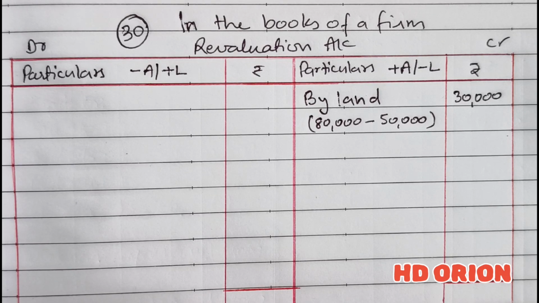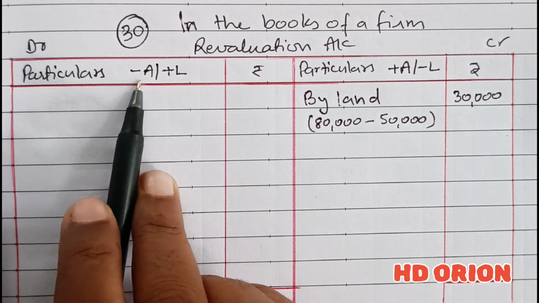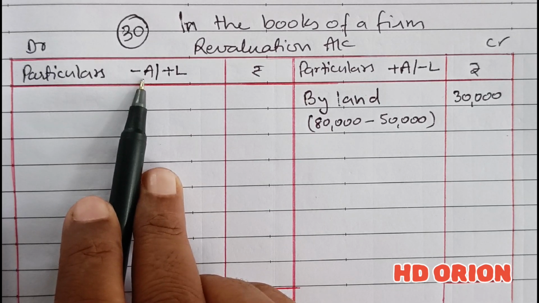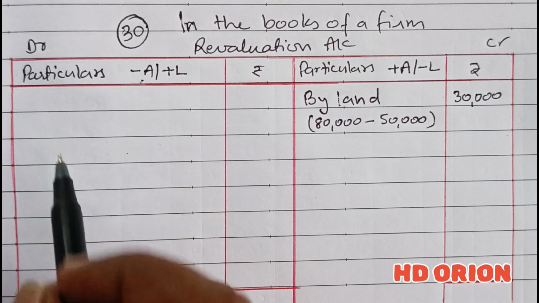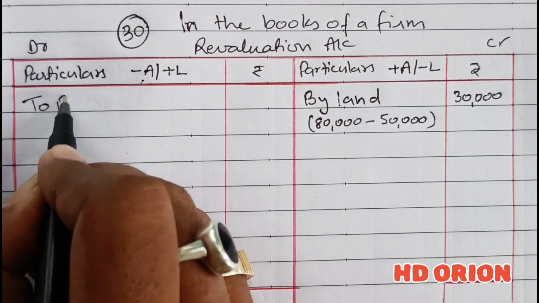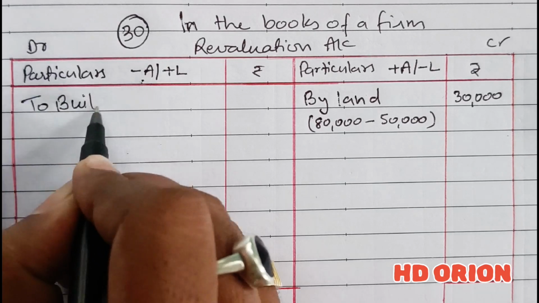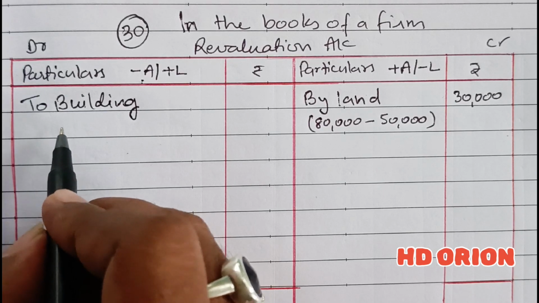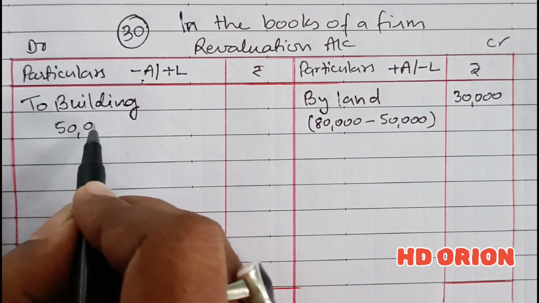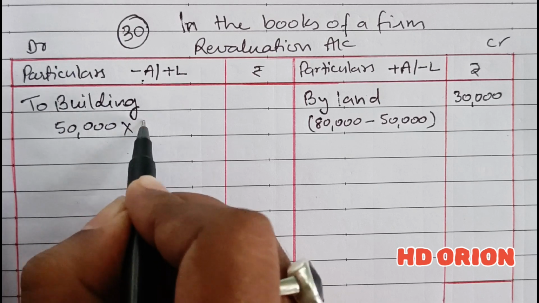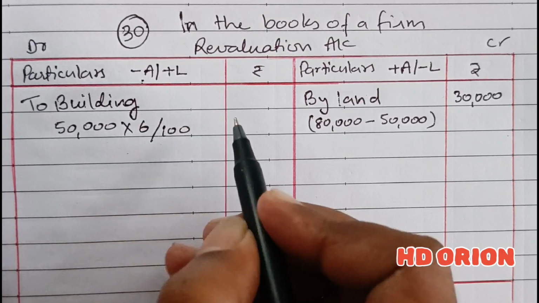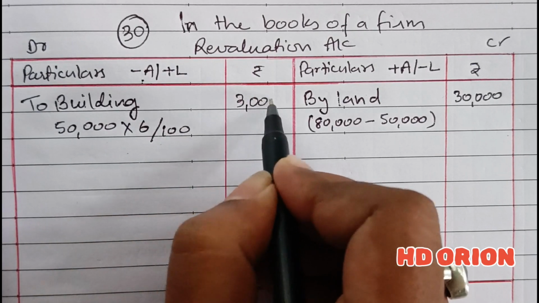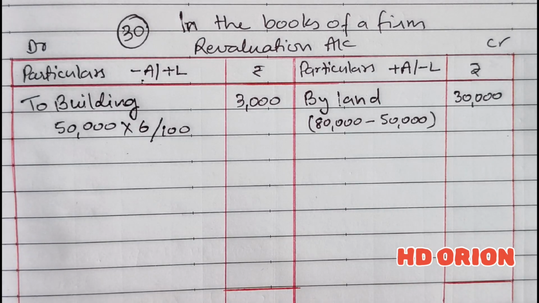Similarly, building be depreciated by 6%. So building is an asset and it is depreciating, means decrease in the value of building. So it will be recorded on the debit side of revaluation account. And building is of rupees 50,000 and it is depreciated by 6%. So building is decreased by rupees 3,000.